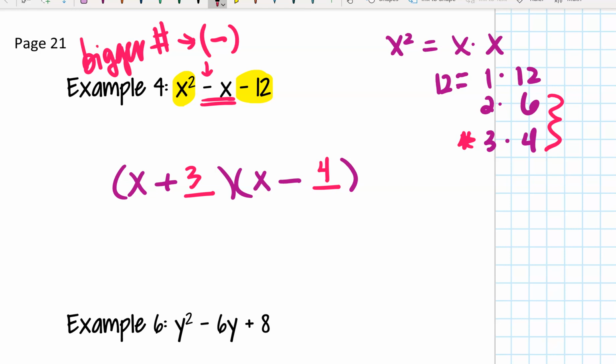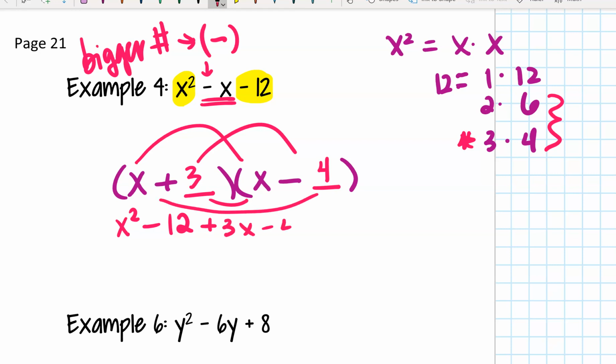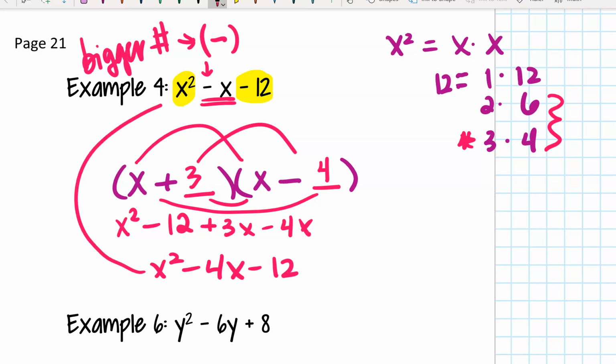It's the bigger number. So then when I do my FOIL, double distribution, or smiley face to check it, okay, x squared, 3 times 4 is negative 12. And then my underneath, I get 3x, and then I get a minus 4x. And in standard form, that gives me x squared minus 4x minus 12, which is what I started with. Okay, it takes an extra 2 seconds to check that. So make sure you're checking your work and make sure you chose correctly.